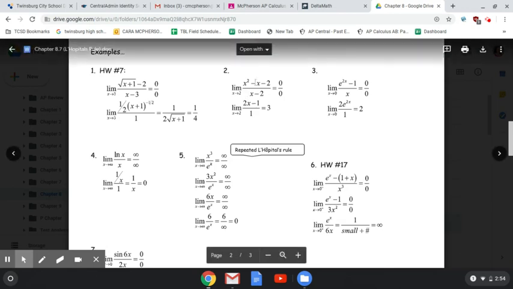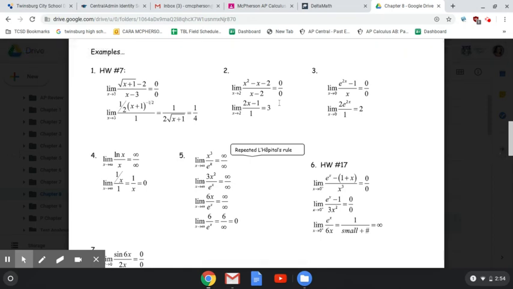If you put 2 into your original limit, you do get 0 over 0. So you take the derivative of the top, which is very easy because it's just a polynomial, and the derivative of the bottom. Now plug 2 in, you get 3 over 1, which is just 3.